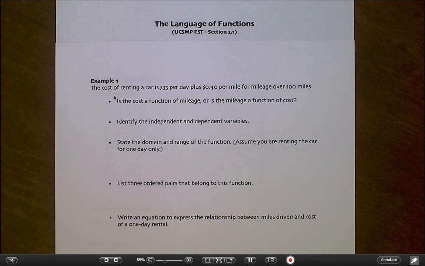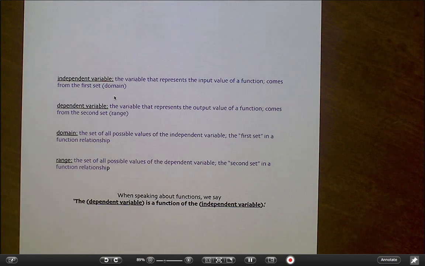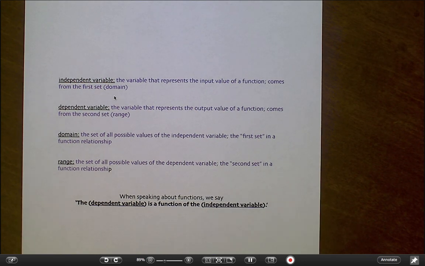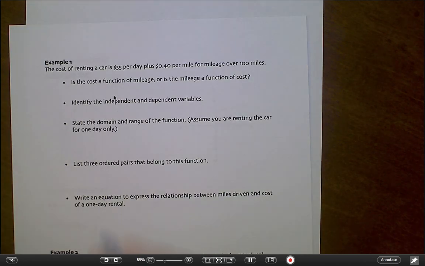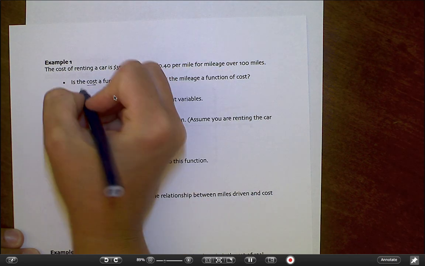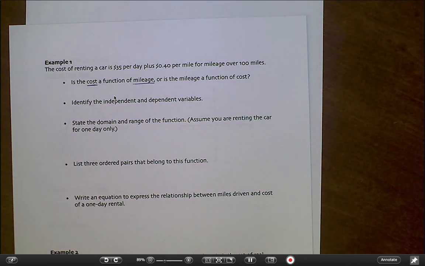But first, I just want to know, is the cost a function of mileage or is the mileage a function of cost? And really, this is going back to that previous page, at the bottom here, we talked about this statement. The dependent variable is a function of the independent variable. So what we really need to decide is our two variables here are cost and mileage, and we need to decide which one of those depends on the other. So does the cost depend on the mileage or does the mileage depend on the cost?